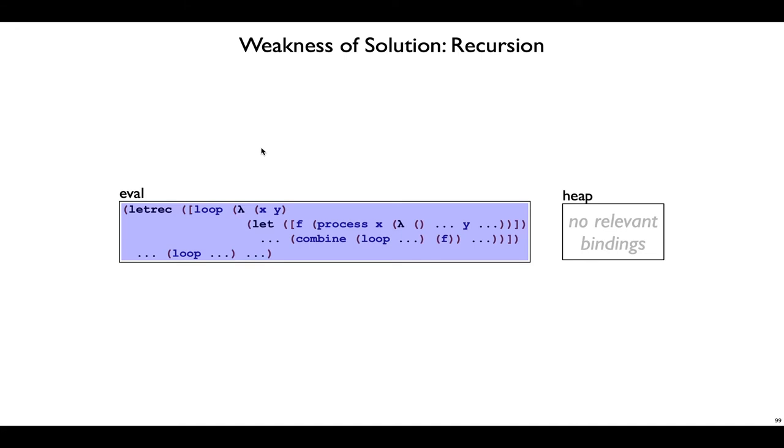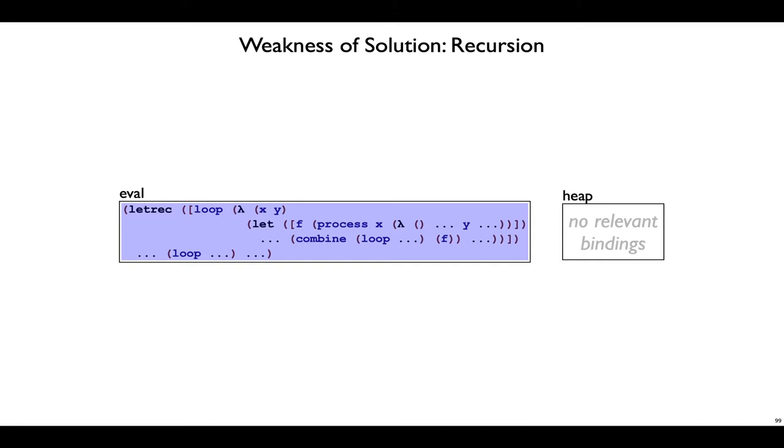Let's walk through an analysis of this program to see this weakness firsthand. On the left, we have the program, where the highlighted portion of the program is the part of the program which has control within the analyzer. On the right, we have a model of the heap. In this operational framework, evaluation of each part of the program is performed with respect to the entire heap.